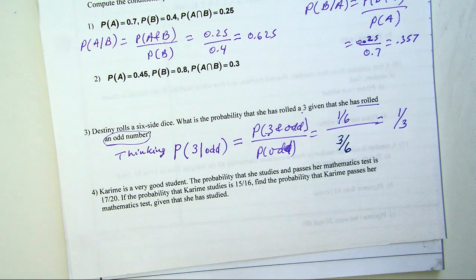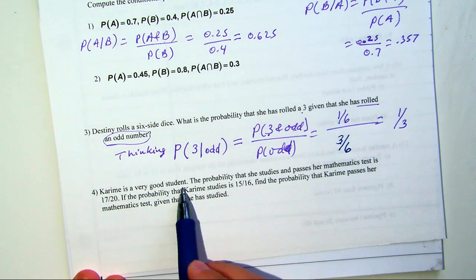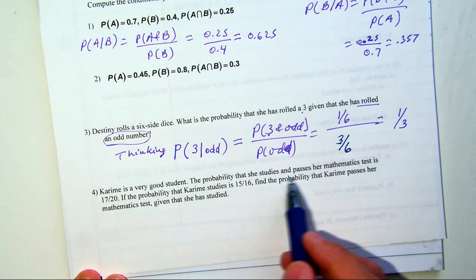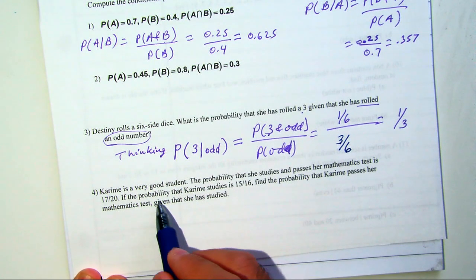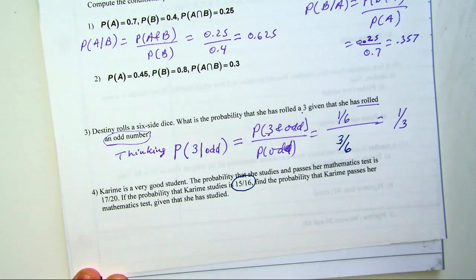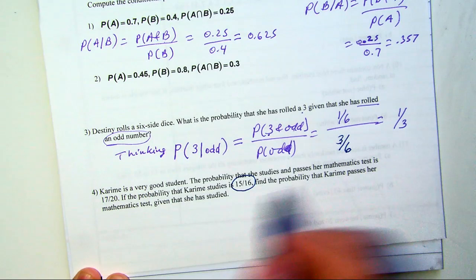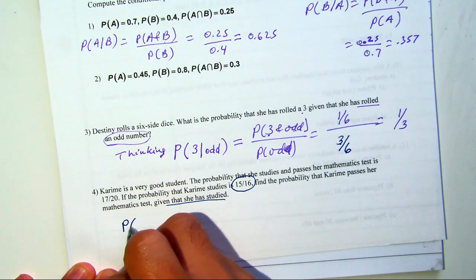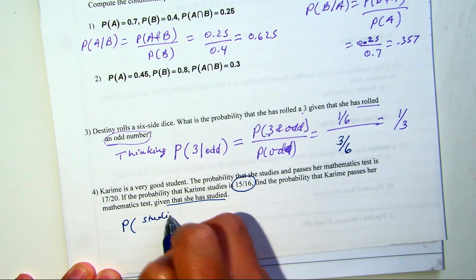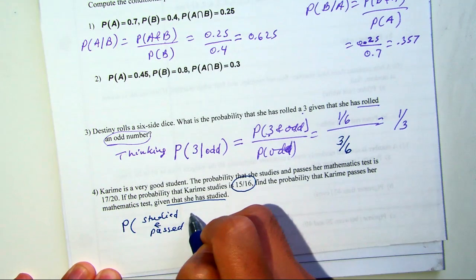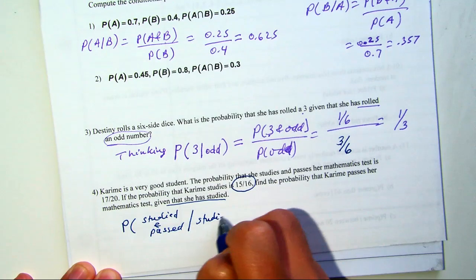Alright, number 4, Karime. Karime is a very good student. She studied and passes her test 17 out of 20. If she studied, the probability is 15 over 16. What is the probability that she will pass her math test given that she has studied? So first we write down study and pass given that she studied.